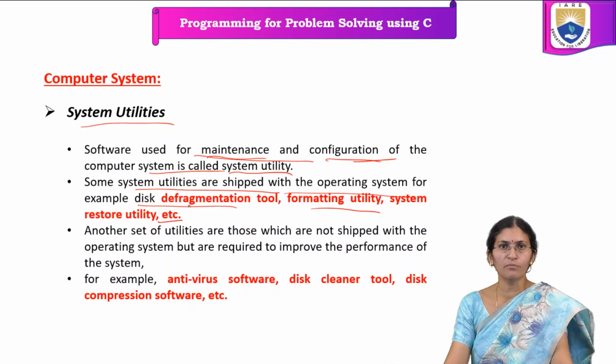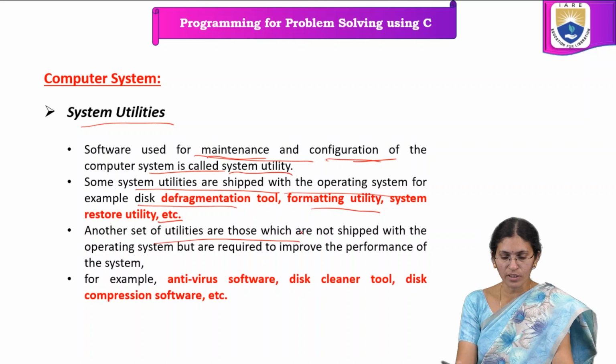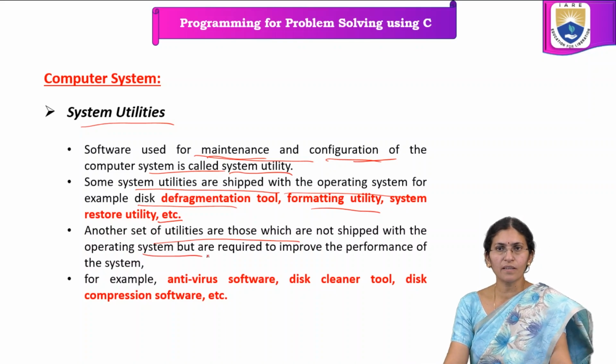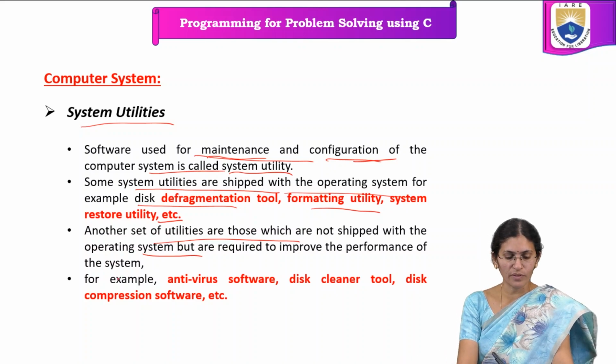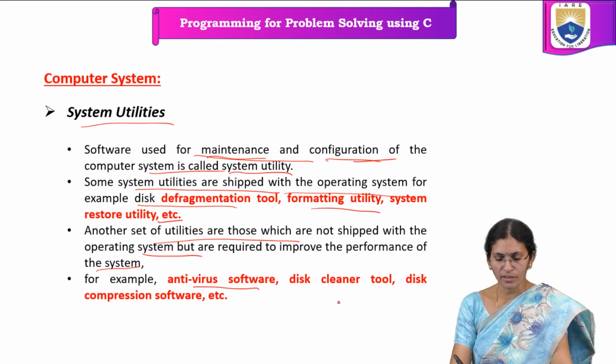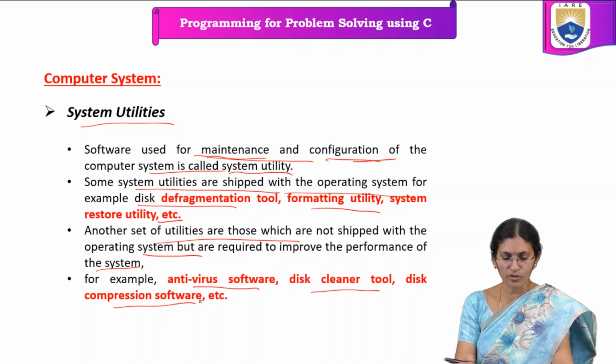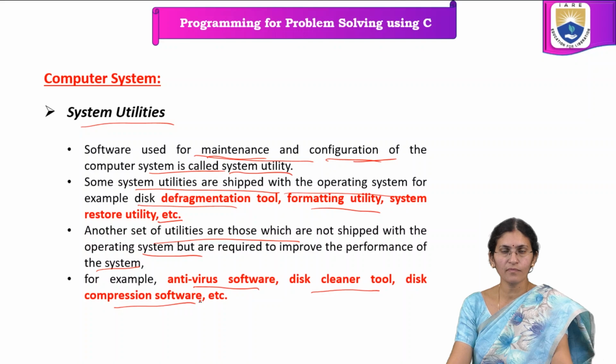So these are system utilities, examples of system utilities. Then another set of utilities are those which are not shipped with the operating system, but are required to improve the performance of the system. For example, we need to install antivirus software, disk cleaner tool, disk compression software, etc. So these are some of the system utilities.